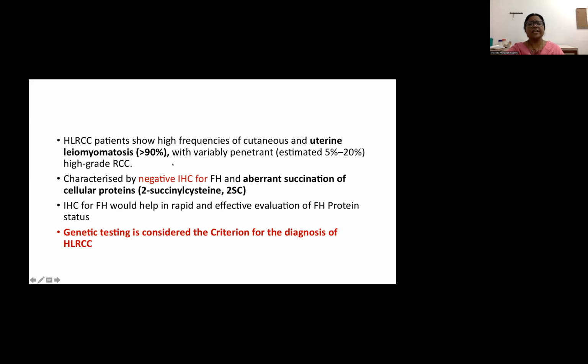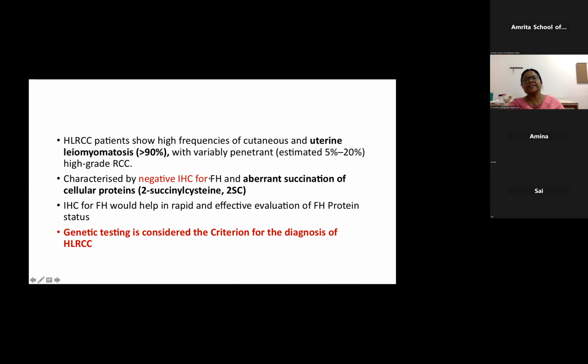And I've already said that here the defect is in the deficiency or defective functioning of the fumarate hydratase enzyme. So you have an IHC marker available for fumarate hydratase, and it helps us to confirm whether the tumor is due to an FH deficiency or not. But definitely genetic testing is considered the criterion for the diagnosis of HLRCC-RCC.